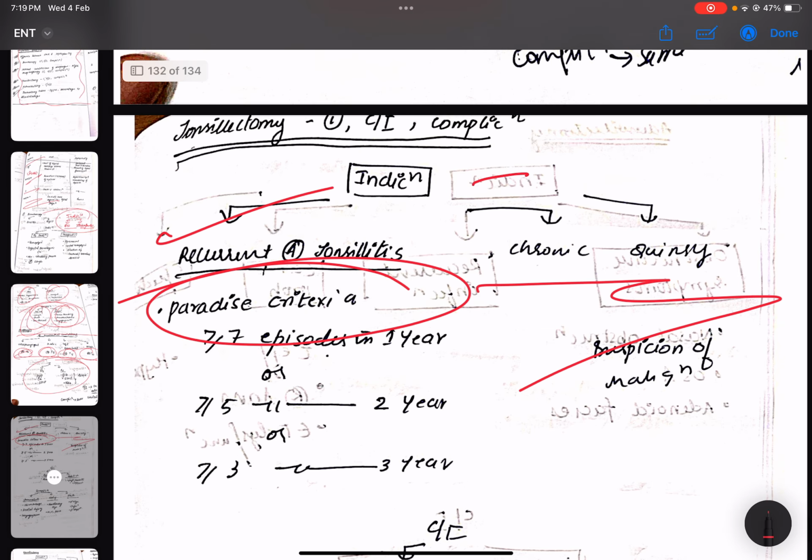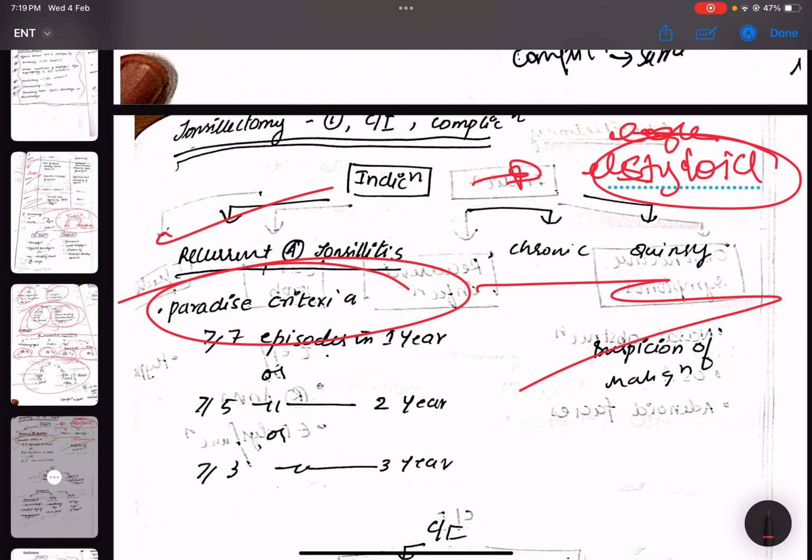And also one more indication which people forget is if you want to operate on, for example, if it's an Eagle syndrome and elongated styloid and you have to remove it, for that you have to remove the tonsil. But for that, knowing anatomy is important. So in ENT, who's the boss? Who knows anatomy in and out is the boss. Okay, that's one important thing.